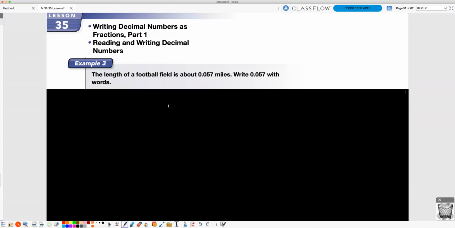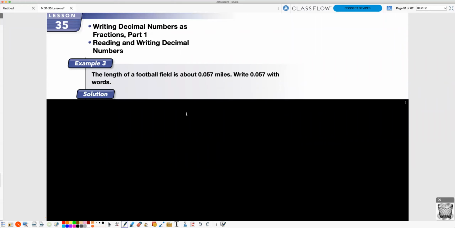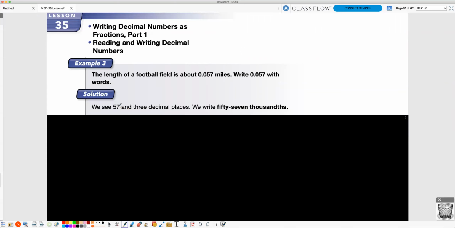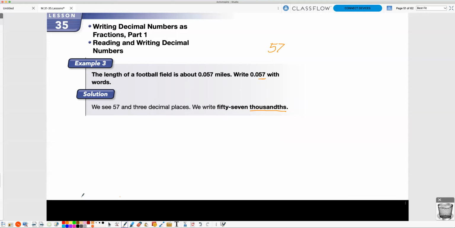Example 3, the length of a football field is about 57 thousandths miles. So write that as words. So we would see that 57 and 3 decimal places, we see that the last digit, the 7, ends in the thousandths place. So all we need to do is speak what we can, the 57 as we know it to be. If you were to read this number, you know that it's 57, and it has a dash between it. 57 thousandths would be how you would write that.